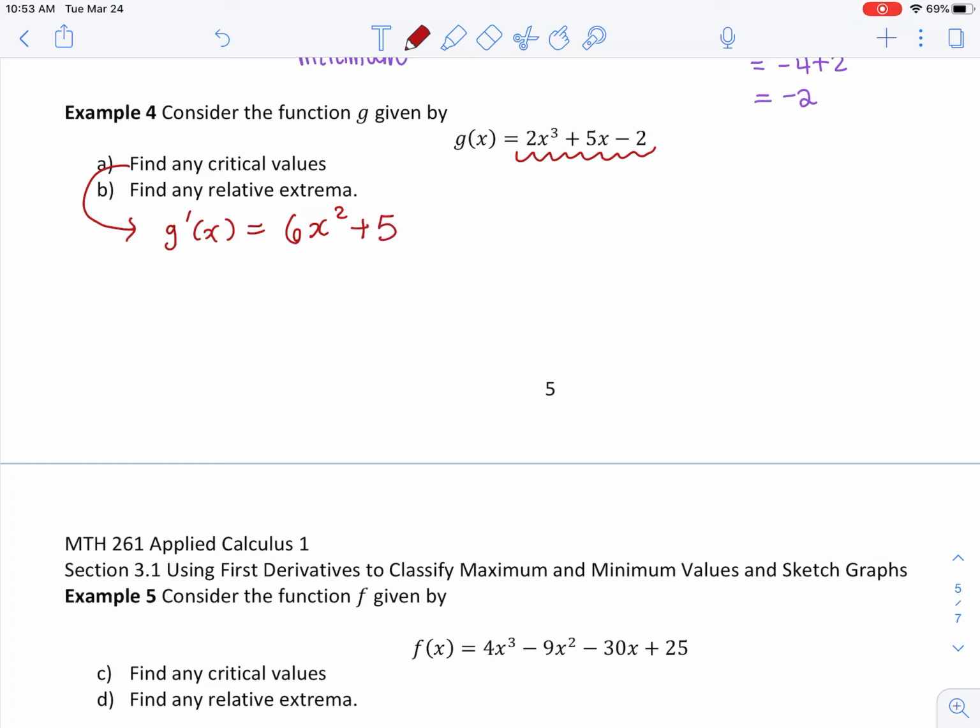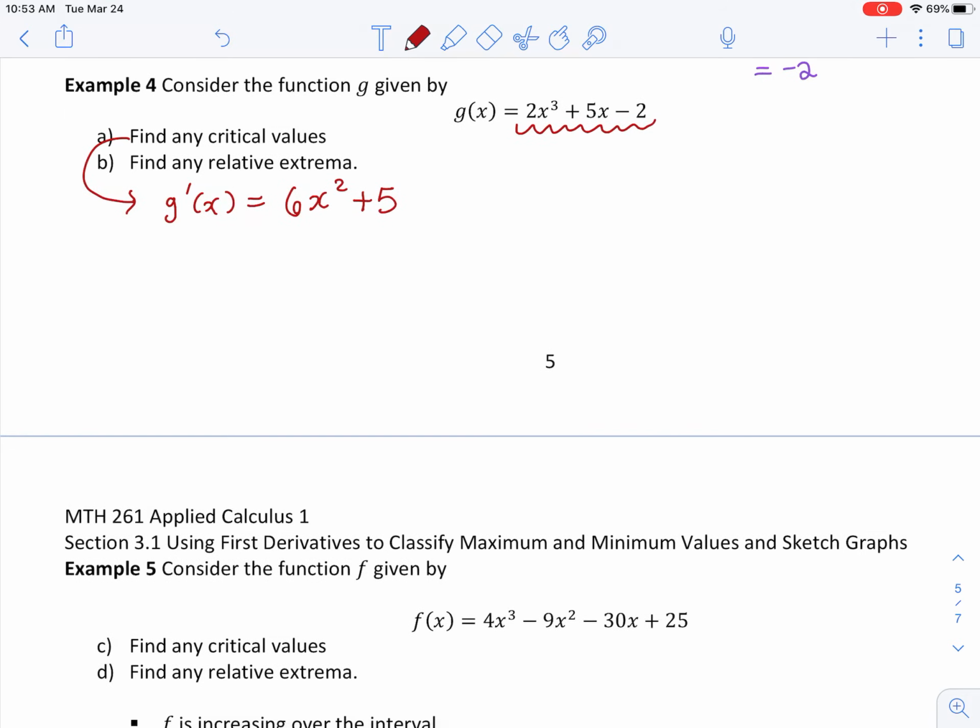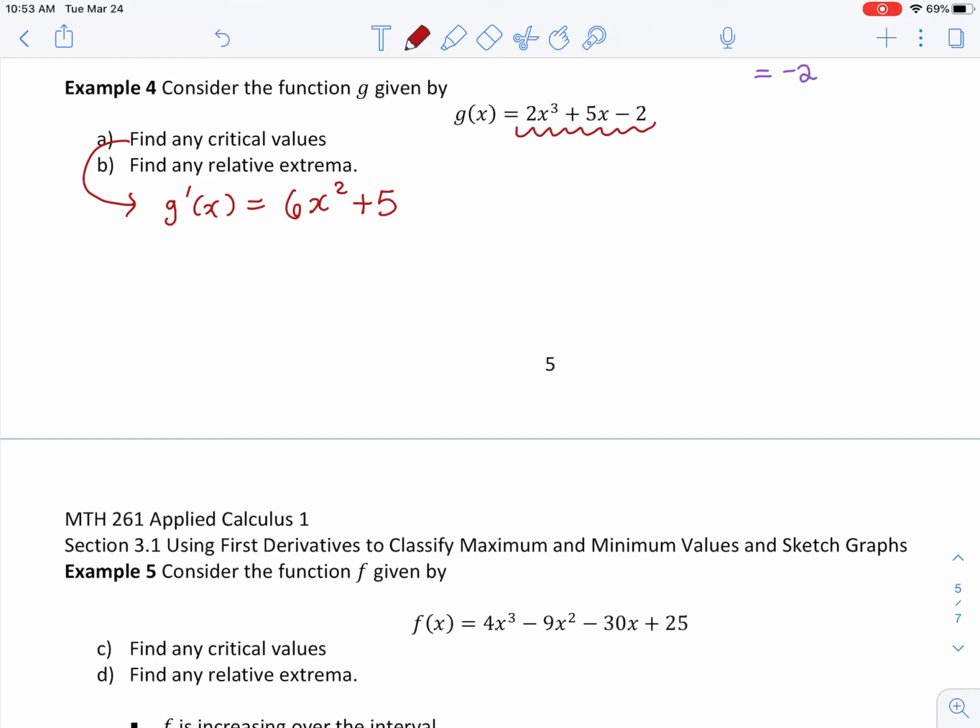Now, this is a quadratic function, and the domain of a quadratic function is always all real. So I know we're not going to have any places where the derivative is not defined. So what we're going to do is just set it equal to 0 and find the x values that will make this equation true. Subtract 5 from both sides. You get negative 5 equals 6x squared. Divide both sides by 6. Oh, look at that. What we're going to get is x squared equals negative 5 over 6.